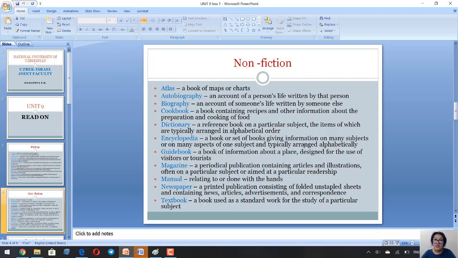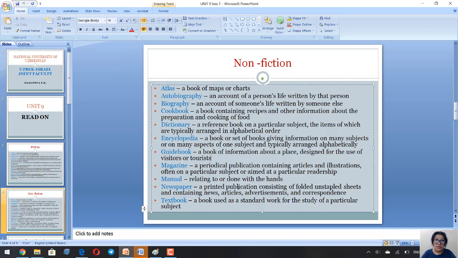Encyclopedia, a book or set of books giving information on many subjects or on many aspects of one subject and typically arranged alphabetically. It's also arranged alphabetically, but here you can find different information about different subjects. Guidebook, a book of information about a place designed for the use of visitors or tourists. Here you can find information about places, how to get to some places, what transport to use, or where that place is located.